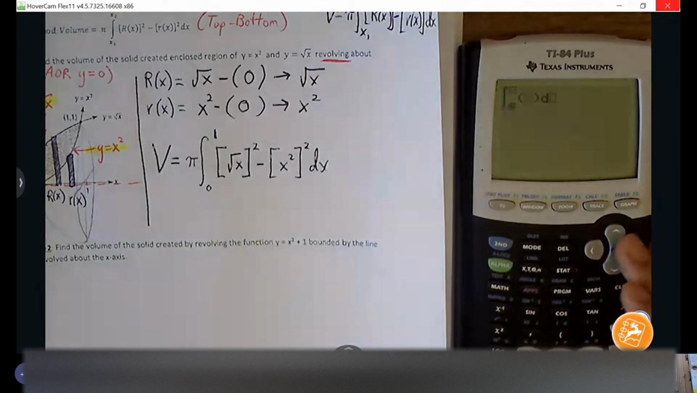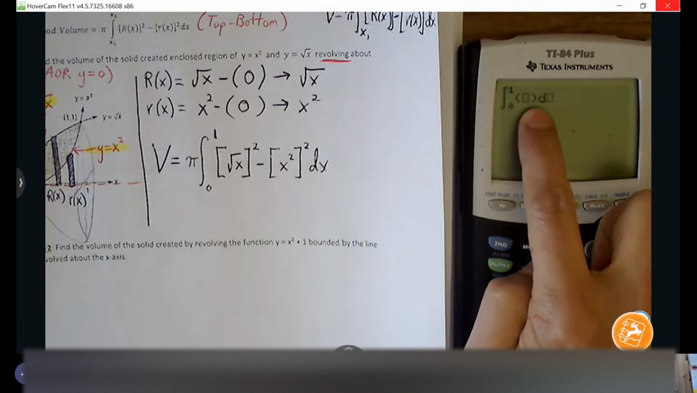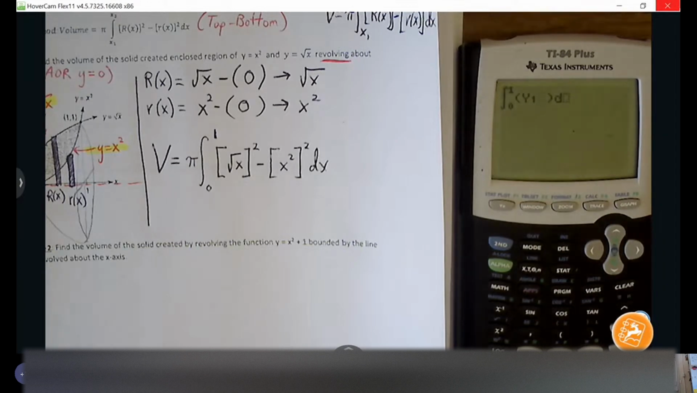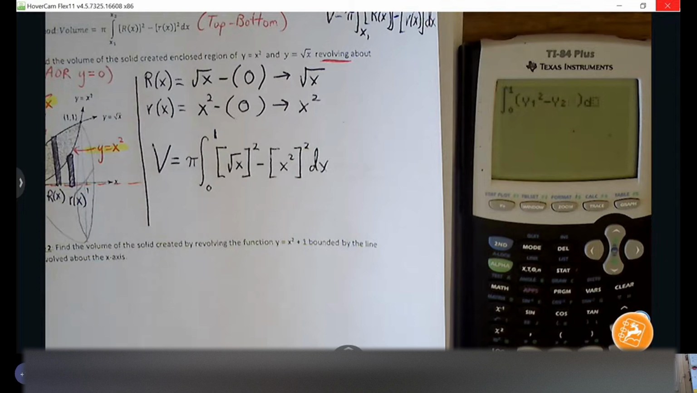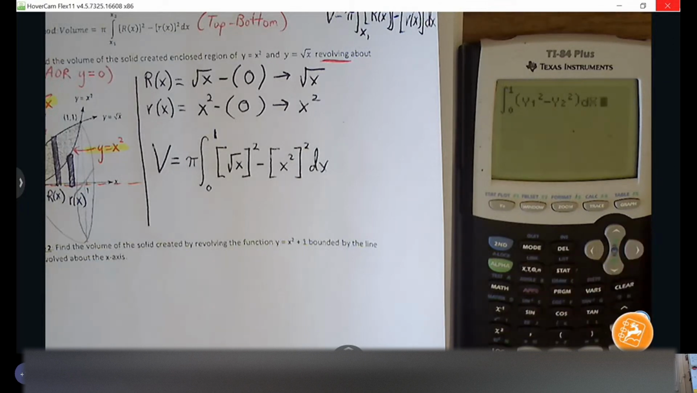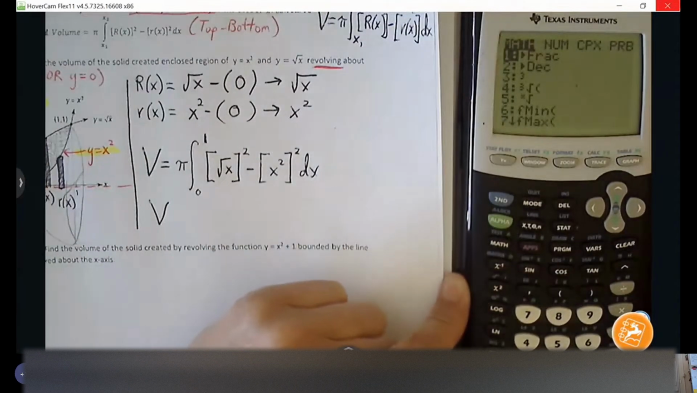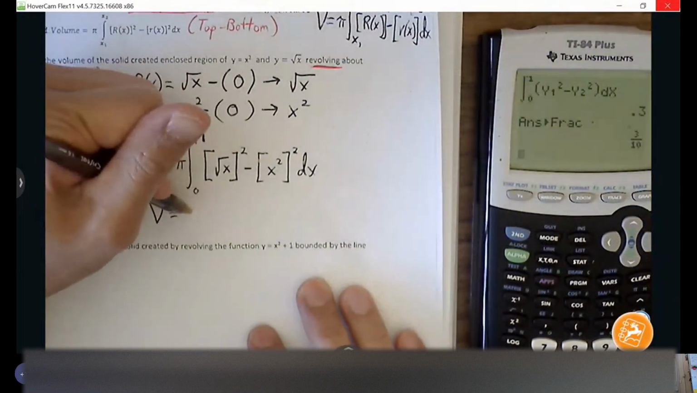So math 9, I'm going to go from 0 to 1. I call my big radius first. So vars, Y vars, function, Y1. No need for parentheses, I'm just going to put squared. That represents my big R squared. Minus vars, Y vars, function. Now I have Y2 representing my little radius. I'm going to square that, and then dx. 0.3, that's an exact value, that's fine, or you can convert it to a fractional value with math 1. Both will be fine because they're exactly the same value. One is not the approximation of the other.